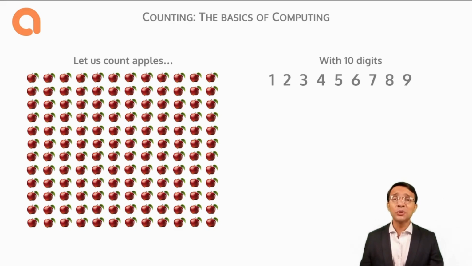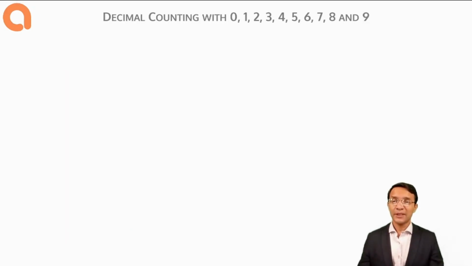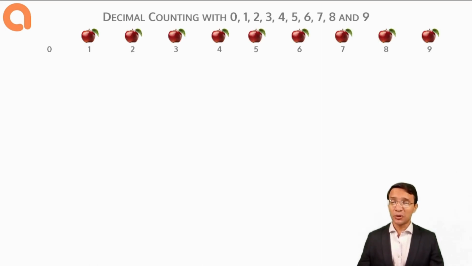We are used to counting with the decimal system that comprises 10 numerals, that is 1, 2, 3, 4, 5, 6, 7, 8, 9, and a very special numeral called 0, which means no count. So let us find out how we count through our decimal number system. When we have no apples, we say we have 0 apples. When we have 1 apple, we denote it like this. For 2 apples, 3 apples, and up to 9 apples, we denote it by the numerals just like this.